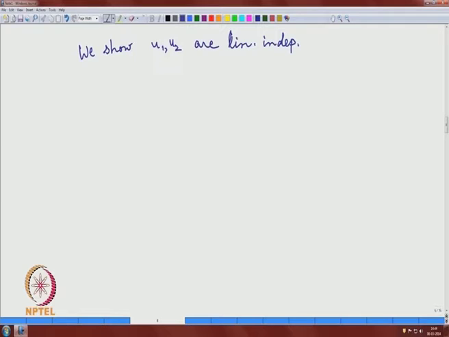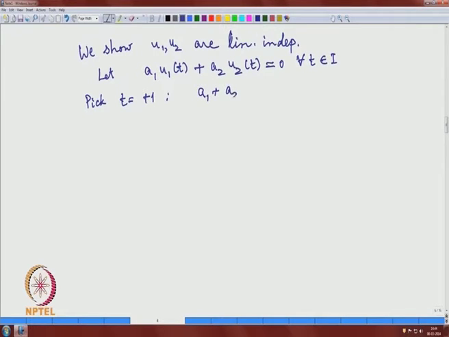Okay. So, for that, let a1 u1(t) plus a2 u2(t) be equal to 0 for all t in I. So, in particular if you pick t equal to +1, you get a1 plus a2 equal to 0, and if you pick t equal to -1, you get minus a1 plus a2 equal to 0, and this will imply a1 equal to a2 equal to 0. Okay.